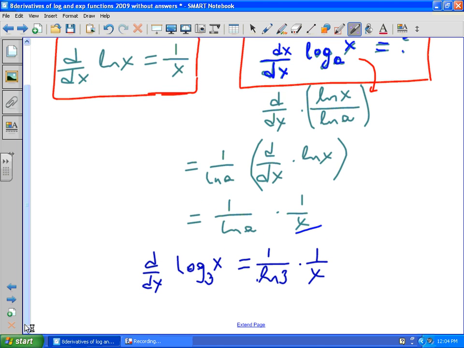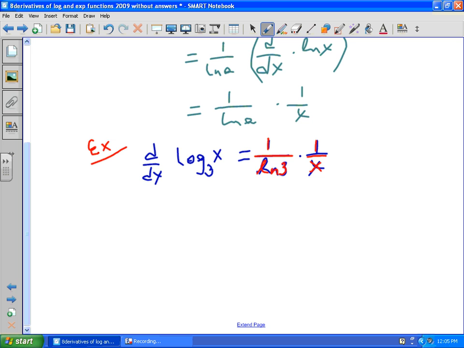In other words, if you have a base other than e, you're going to deal with an extra factor, in this case 1 over ln a, and you never have to memorize this. If you know the change of base formula, you can always get it. For example, say we want to find the derivative of log base 3 of x. The answer would be 1 over ln 3 times 1 over x.